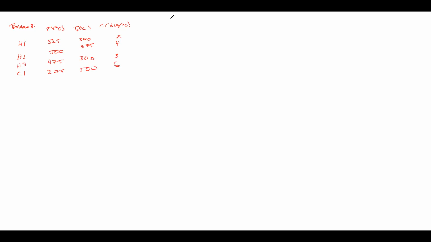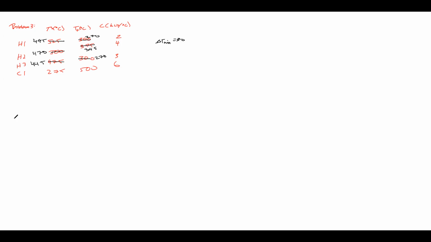Okay, first step, we're going to subtract the delta T minimum from my hot streams. Where the delta T minimum in this case is 30, so I'm going to subtract 30 from the hot streams. 495, 270, 345, 270, 445, and was what? 470. Great. Good. So I did this, subtracted the hot temperatures.